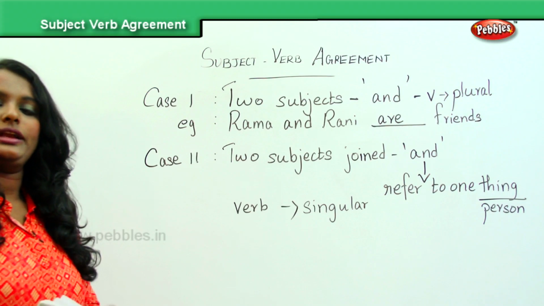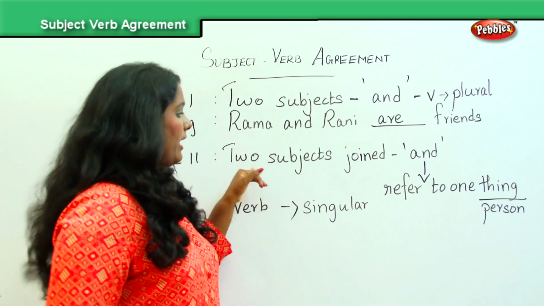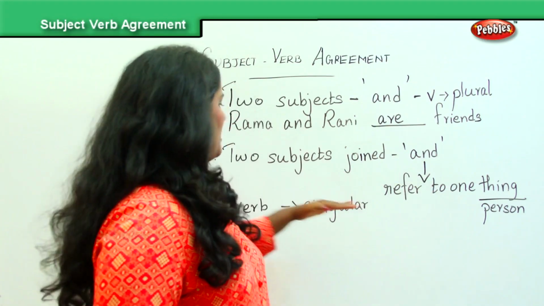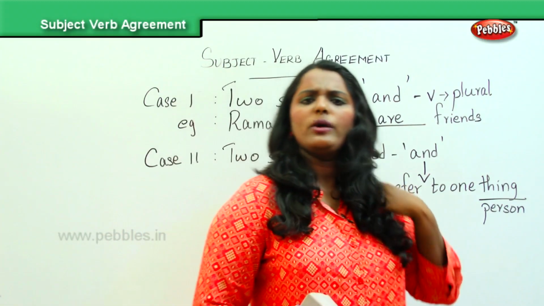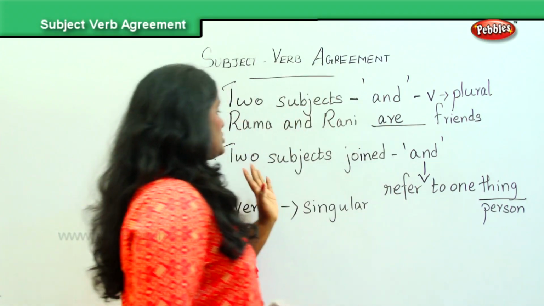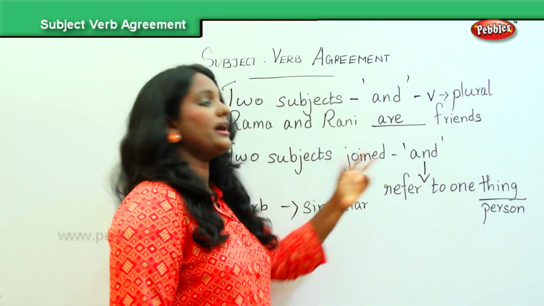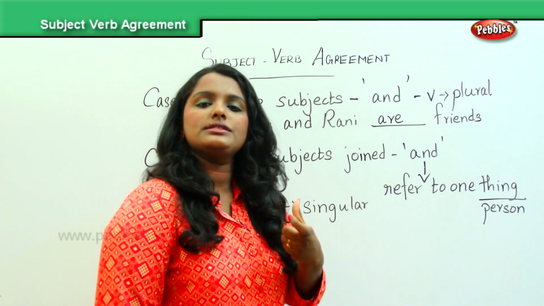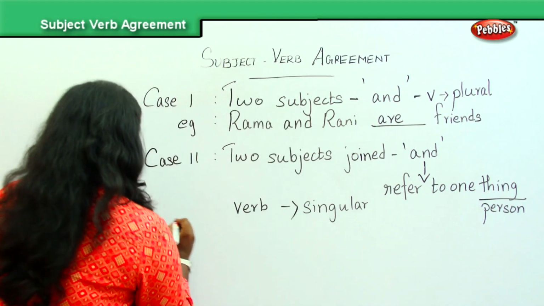Just like case 1, in the next case we are going to deal with two subjects and both the subjects are going to be joined with and. But I am going to use a singular verb. Why? Why this exception? Why am I doing this? That's because though they are two different subjects, they are joined together by the conjunction and they refer to one person or one thing. So, should I give you an example?